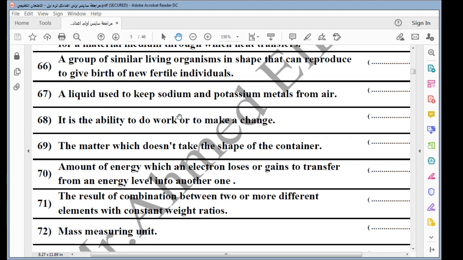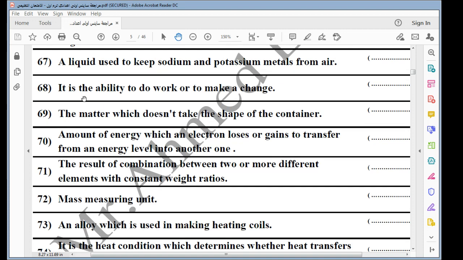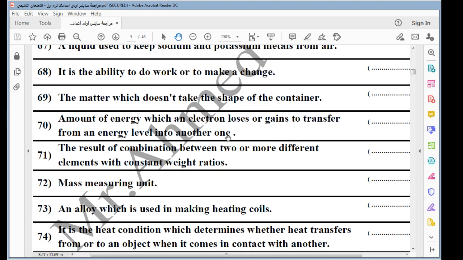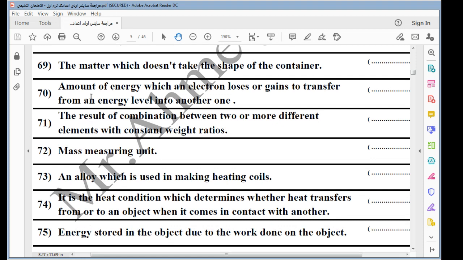67: a liquid used to keep sodium and potassium metals from air. Of course, this is kerosene. 68: the ability to do work or to make a change. Of course, this is energy. 69: the matter which doesn't take the shape of the container. This is solid.